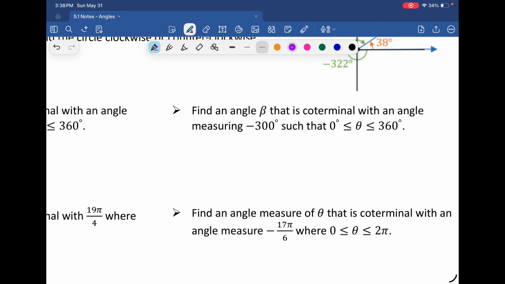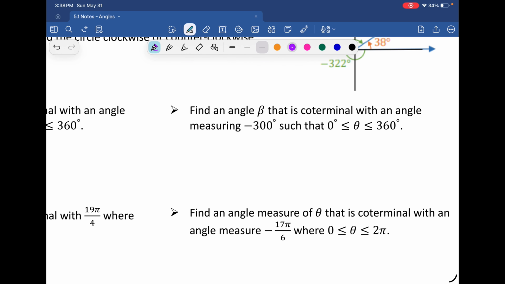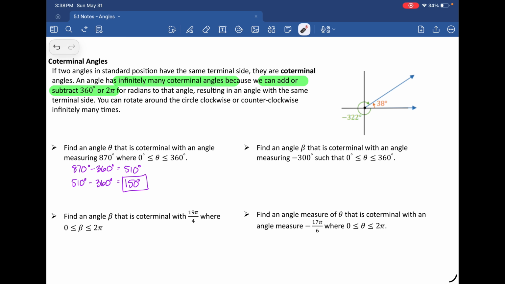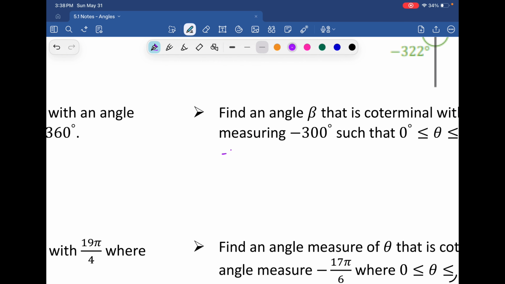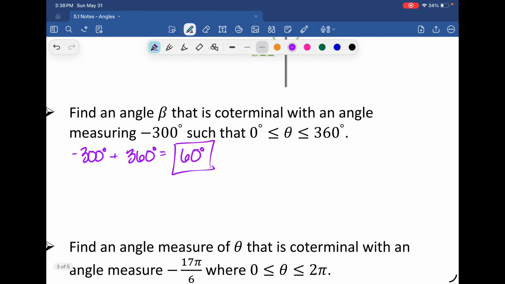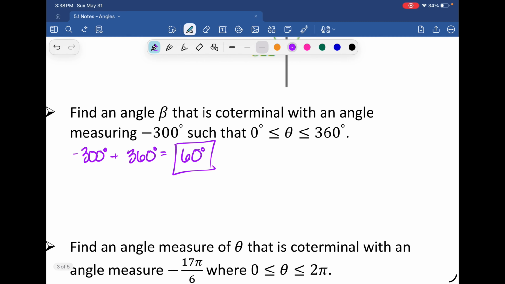Find an angle beta that is coterminal with an angle measuring negative 300 degrees. So negative 300 degrees being rotated clockwise, probably somewhere in here. So I'm going to add 360. And that gives me my positive coterminal angle that's between 0 and 360 degrees.